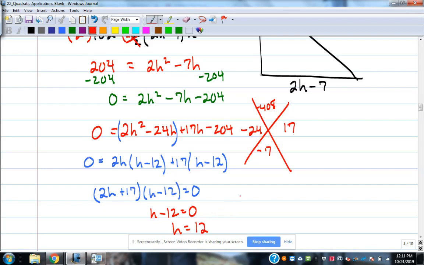So 12, we're looking at centimeters for this problem, is our height. Again, technically you're supposed to set this equal to 0, but you're going to get a negative answer, negative 17 over 2.